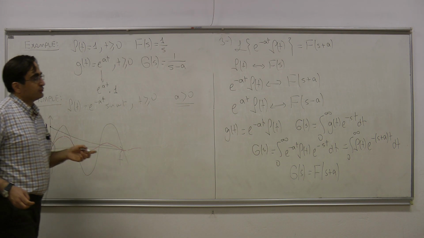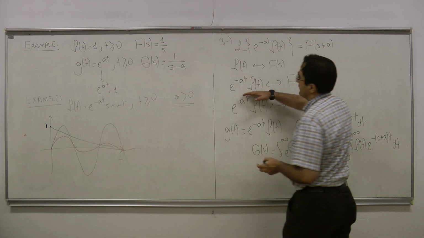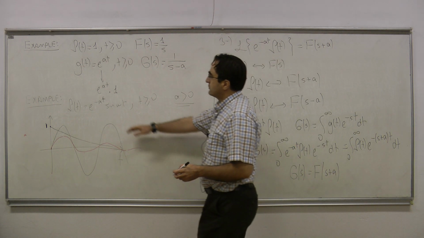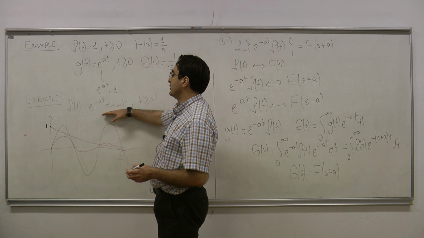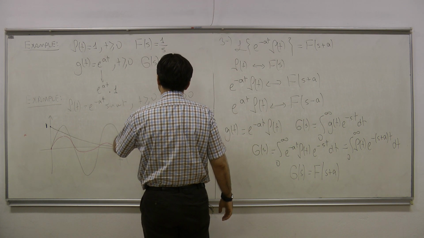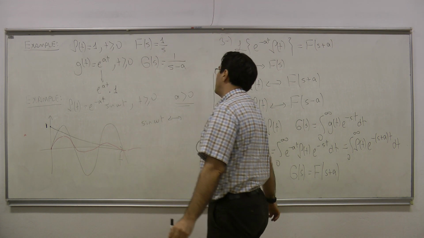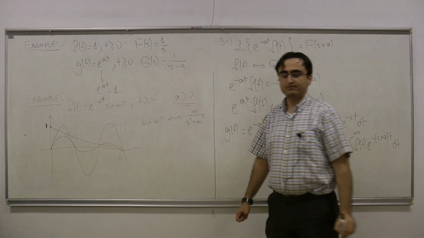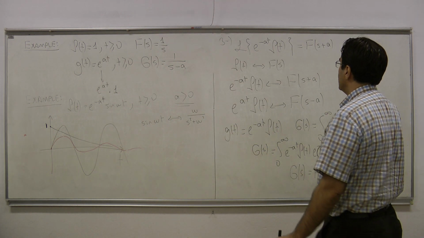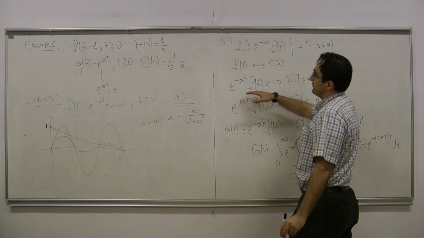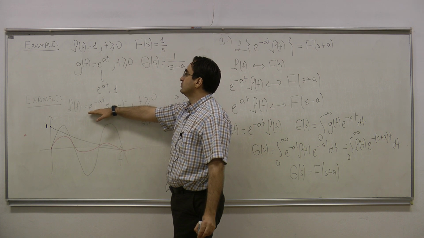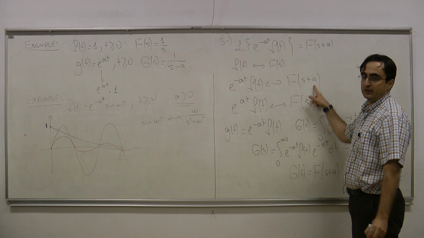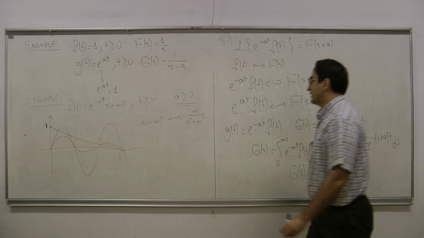In order to be able to do that, I will use this property. E to the minus at times f of t is going to be F of s plus a. For that, I need to remember what the Laplace transform of sine omega t is. So do you still remember? I have sine omega t. In the Laplace domain, it is omega over s squared plus omega squared. And I know that according to this property, if I want to find the Laplace transform of e to the minus at sine omega t, then here I need to substitute s plus a. Okay? So let us substitute s plus a.